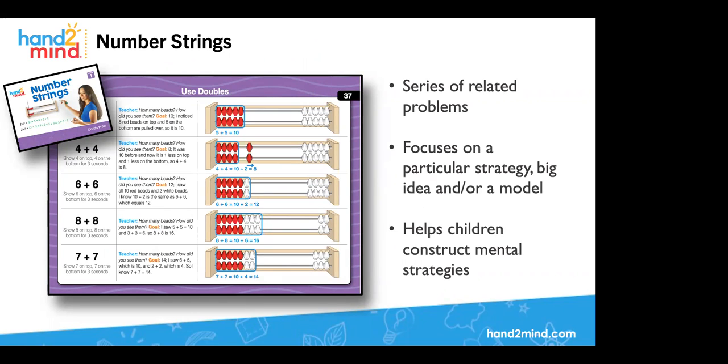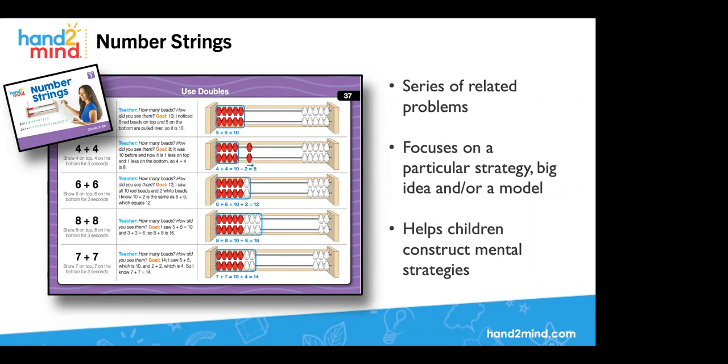So as I'm looking at this card, I'm thinking about number strings as a series of related problems. So you'll see 5 problems that are related. They will focus on a particular strategy, a big idea, or a model, and they'll help your children construct mental strategies. So these number strings are written in an order that will systematically nudge your children towards an efficient strategy.